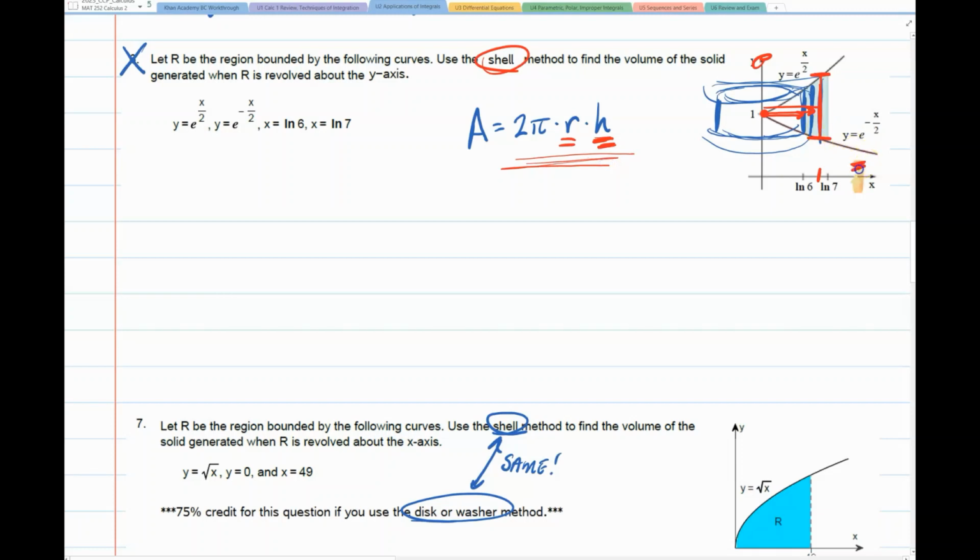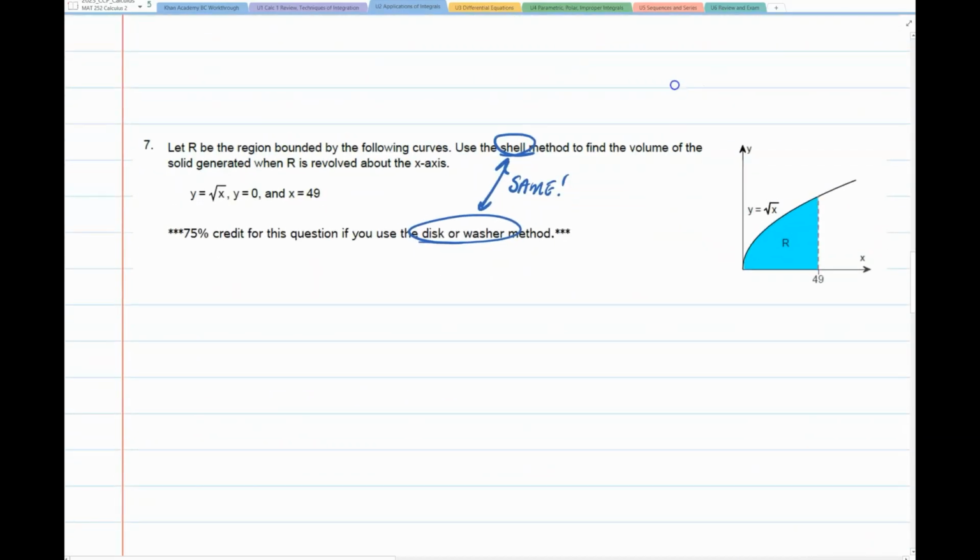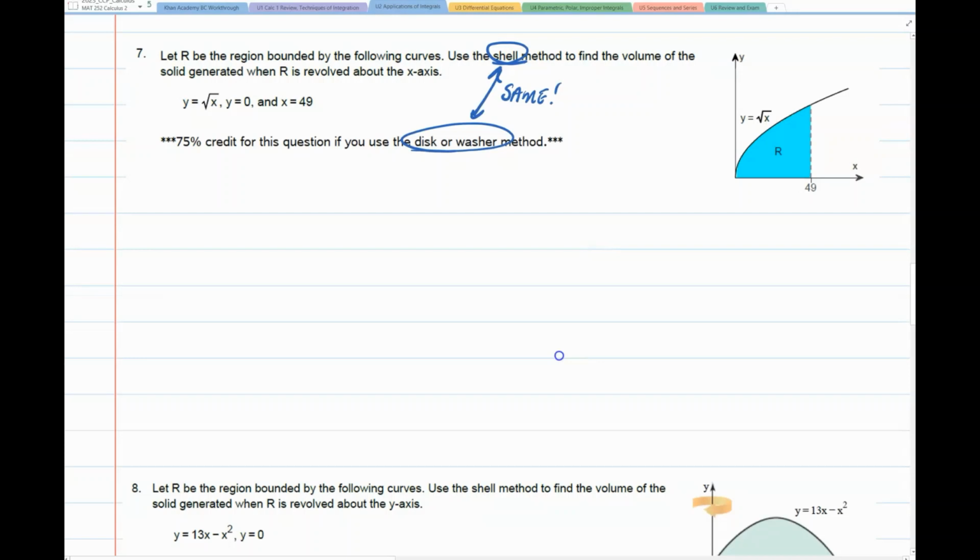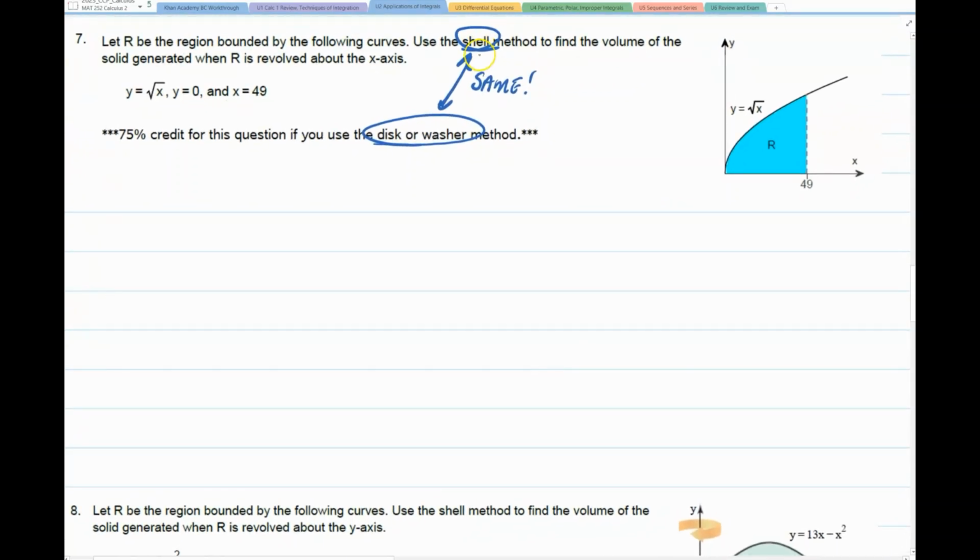Now this diagram was taken from a problem that asked for a rotation or revolution around the x-axis using a different method. So that's why we're not going to talk so much about it right now. Instead, let's focus on number 7 here. We're being asked to use the shell method to find the volume when revolved around the x-axis.